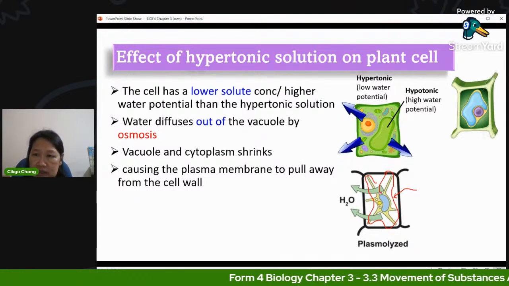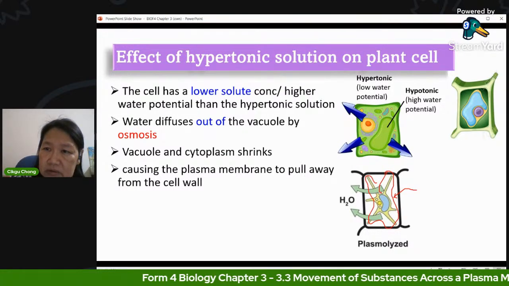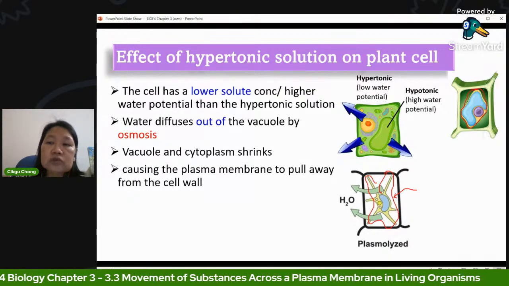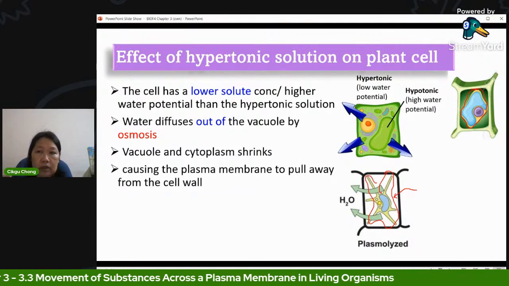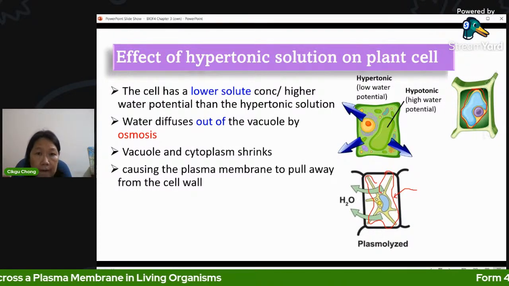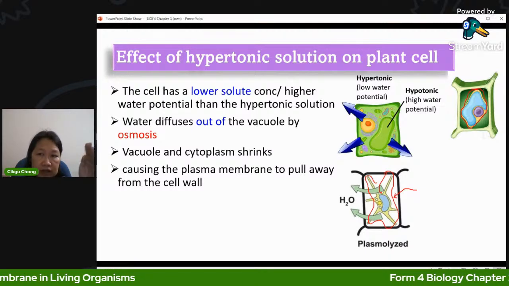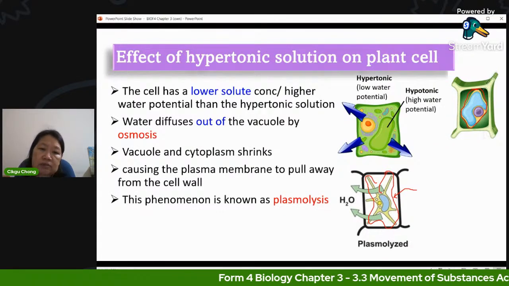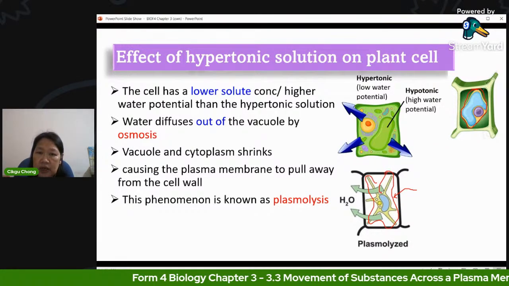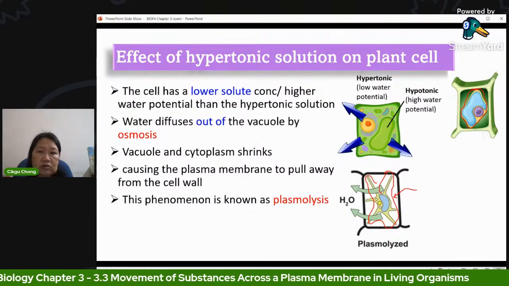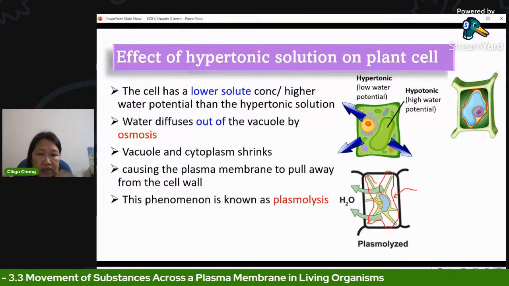So now you can see here, this line I'm drawing in red color is referring to the plasma membrane. You cannot see it earlier because it was stuck to the cell wall. But now because it shrunk, you can see the line already. So this phenomenon is known as plasmolysis. The whole thing has shrunk and we call this phenomenon plasmolysis.